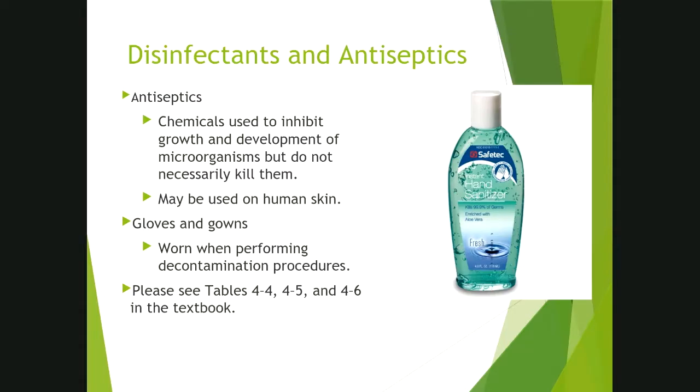An antiseptic is a chemical used to inhibit the growth and development of microorganisms, but does not necessarily kill them. It may be used on the human skin. An example of this would be a hand sanitizer. Gloves and gowns are worn when performing decontamination procedures. Tables 4.4, 4.5, and 4.6 in your textbook are great reference resources for this. Other antiseptics would be isopropyl alcohol or chlorhexidine. They inhibit the growth, but they don't kill it. So keep that in mind when looking at the difference between an antiseptic and a disinfectant.